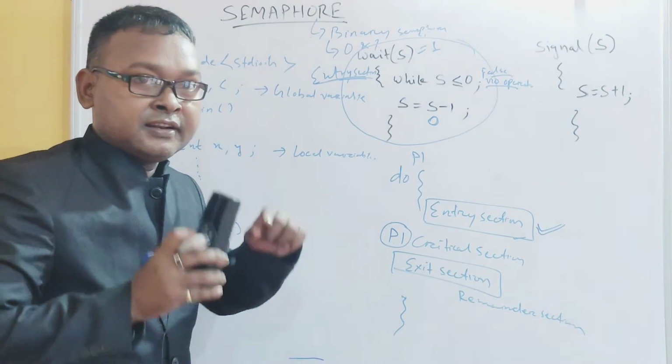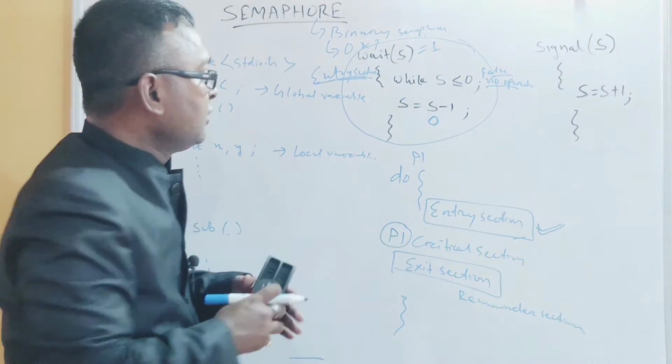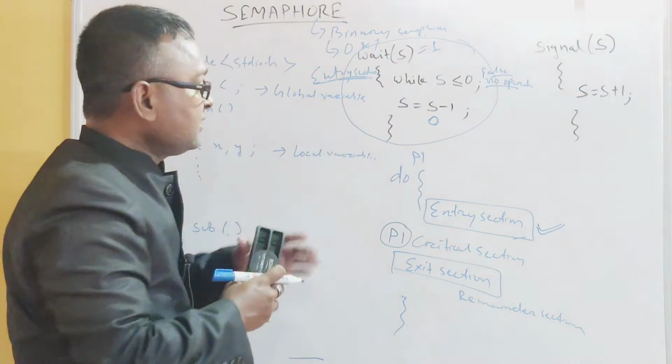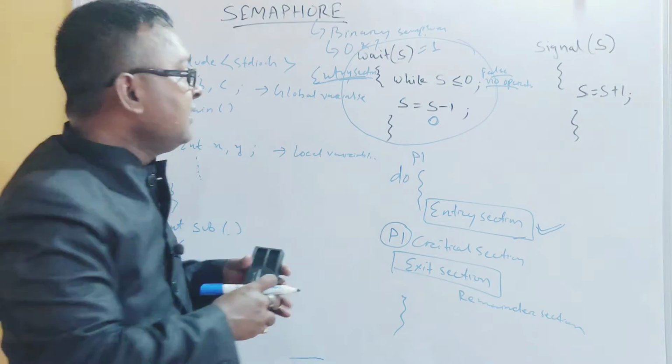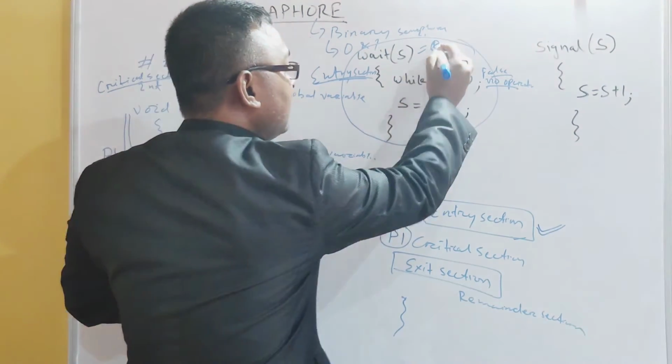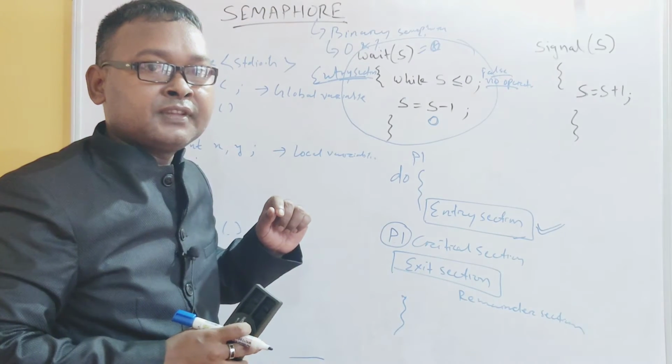Right now P2 wants to enter at the same point of time when P1 is in the critical section. P2 wants to enter, so it has to execute the entry section, the same code. So what is the semaphore value right now? Set by P1, it is 0.